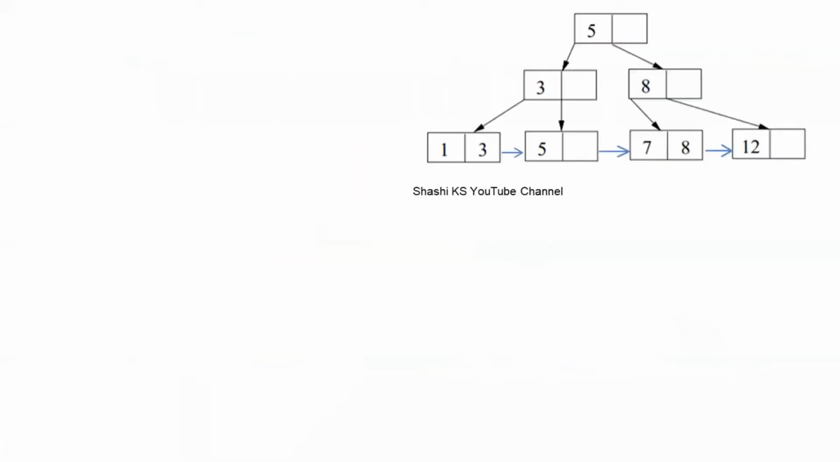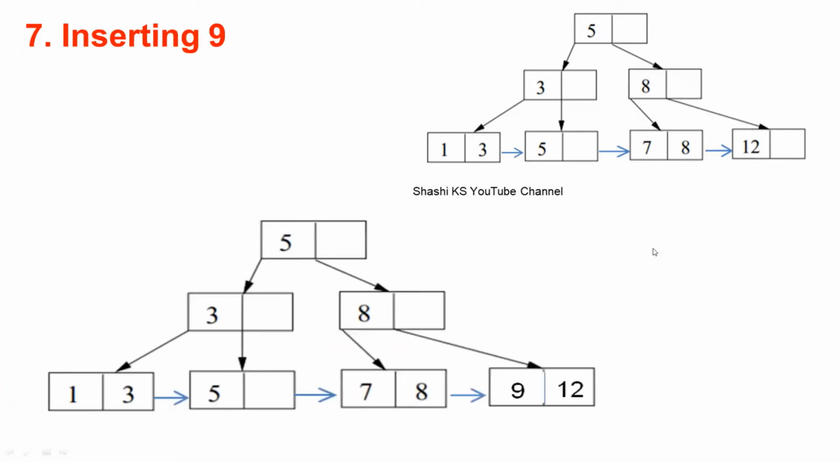Next, we'll insert the next number. This is currently our existing B plus tree, and we have to insert 9 next. Here 9 is greater than 5, so you traverse the right pointer of 5, and 9 is again greater than 8, so you travel to the right of 8, and you have a slot here next to 12 in this node, so you have to insert 9 in sorted ascending order in this particular node. When you insert here, you'll be getting the resultant B plus tree like this.